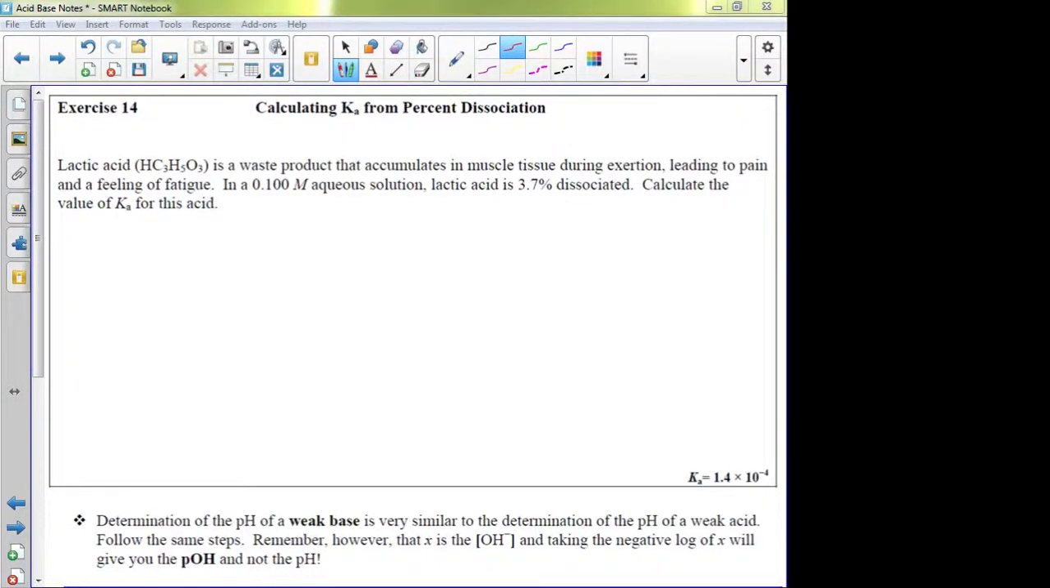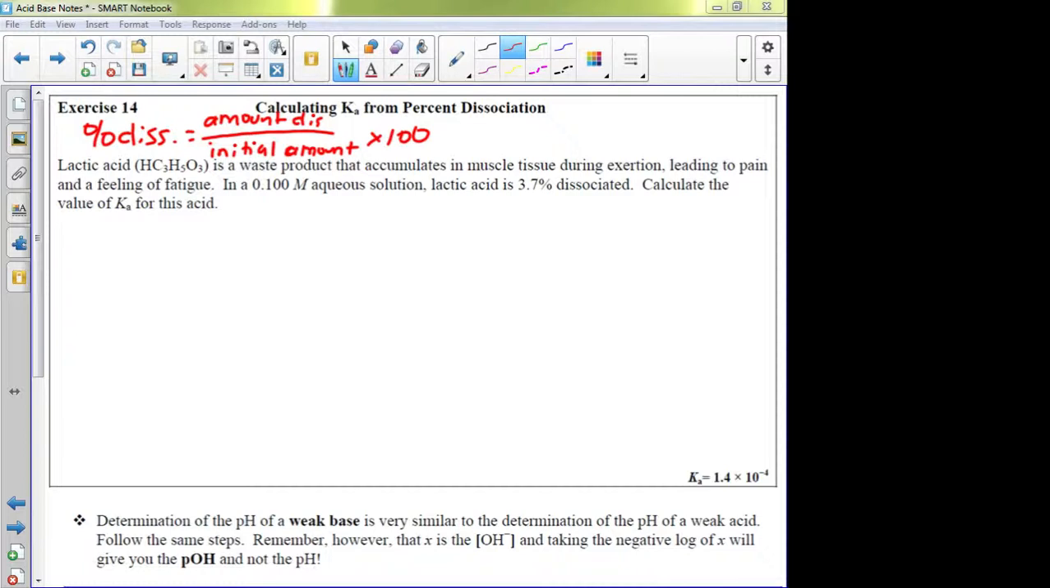All right, exercise 14 is where we're going to pick up where we left off from yesterday. So, remember, percent dissociation, which we talked about yesterday, is the amount that dissociates divided by the initial amount that you have times 100.